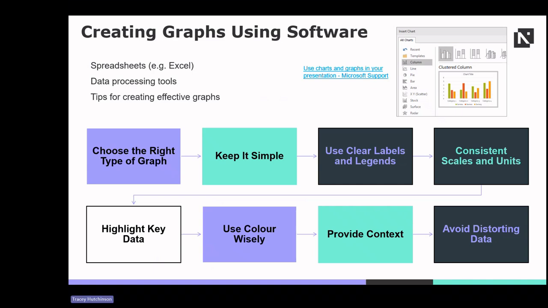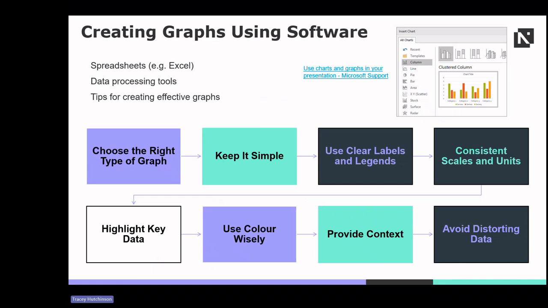Colours can enhance a graph, but should be used wisely. Choose colour schemes that are accessible to all viewers, including those with colour blindness. Avoid using too many colours, which can be distracting. Next, include necessary context such as data sources, timeframes, and relevant notes. This provides a complete picture and helps the audience understand the background and significance of the data.